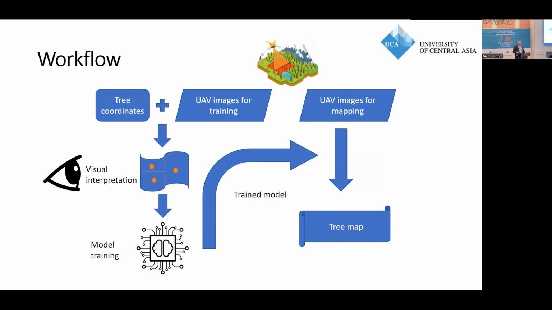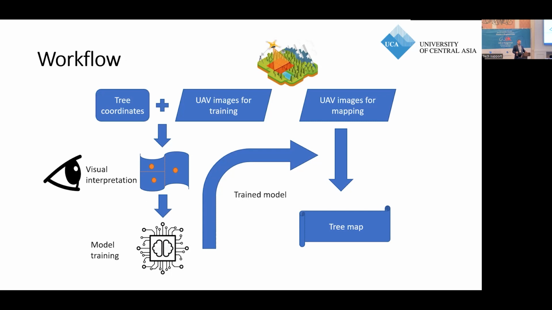So we take different tree coordinates, and then we do markup, which with a hand, we just draw circles around the trees and say, this is a walnut tree, this is apple, this is ground, this is grass. So using visual interpretation, this part on the left, and we use some images for training. And after that, these multispectral images with a training markup, we feed into the model training, artificial intelligence. And then this trained model, we apply to other images which were not used in the training.